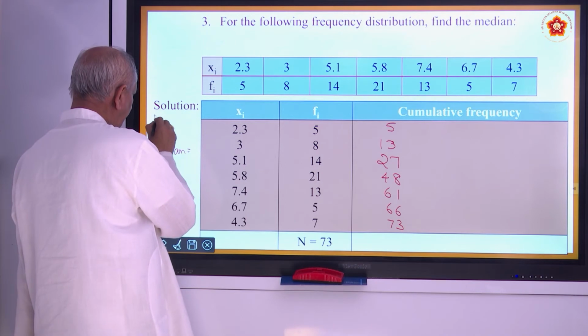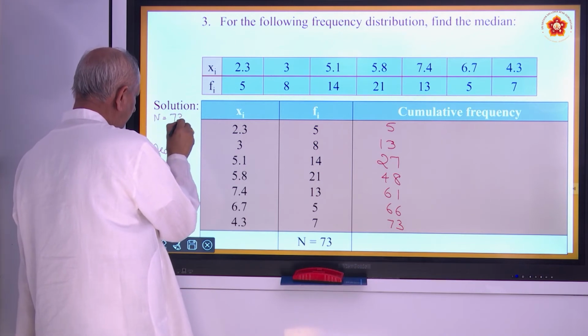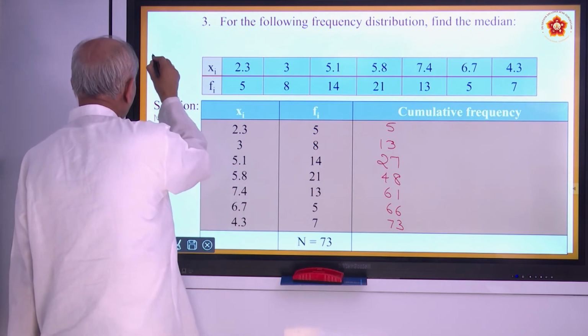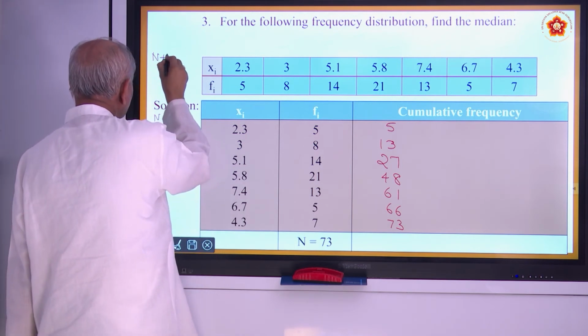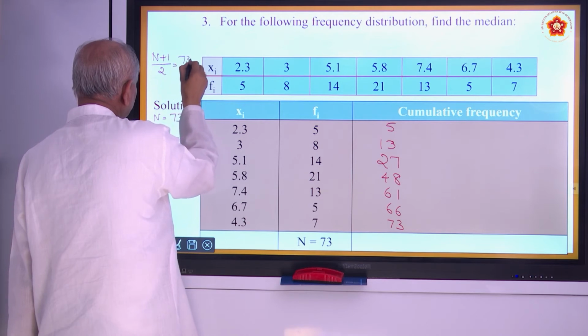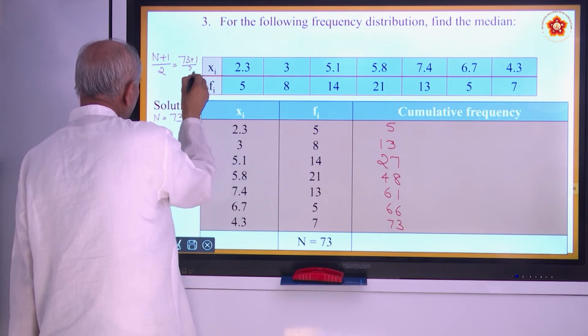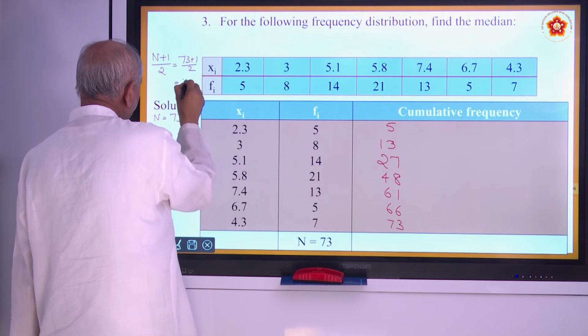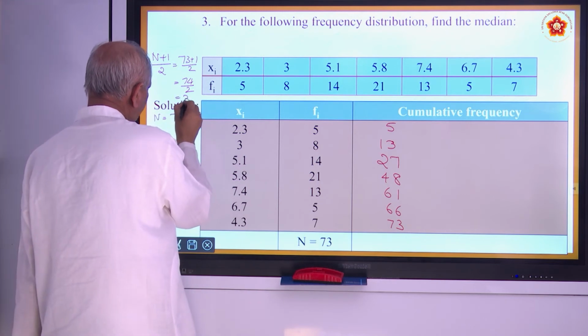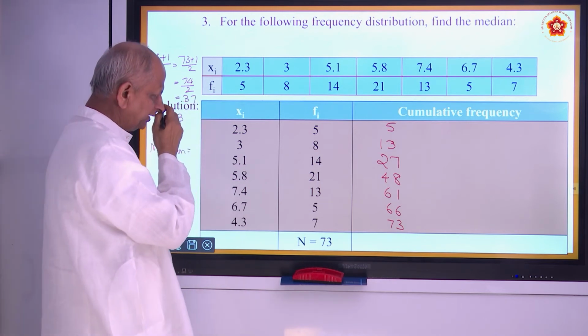So here n is equal to 73. So 73, therefore n plus 1 by 2. So 73 plus 1 by 2, that is 74 by 2. It will be equal to 37. 37th observation.